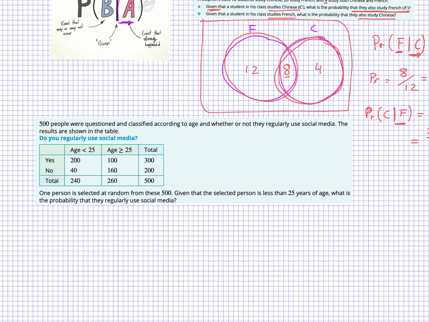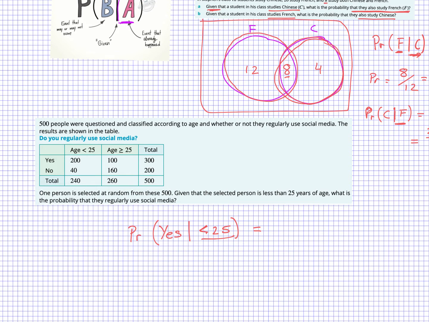It says, one person is chosen at random from the 500. Given the selected person is less than 25 years, so our given is less than 25, what is the probability they regularly use social media? So it's yes, given they're less than 25 years old. The given is the sample space, so we have less than 25 years.